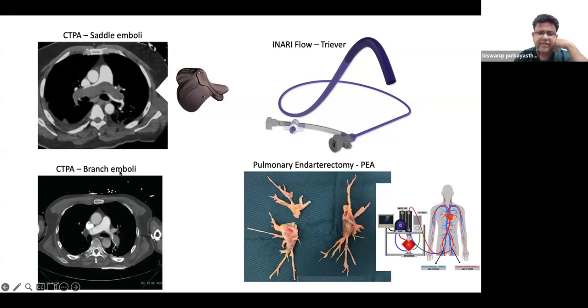Whereas in a different patient, the CTPA now shows branch emboli. You can see this dark area. So these are basically the branch emboli and not a saddle embolus, which has gone on to separately block the right and left pulmonary artery.